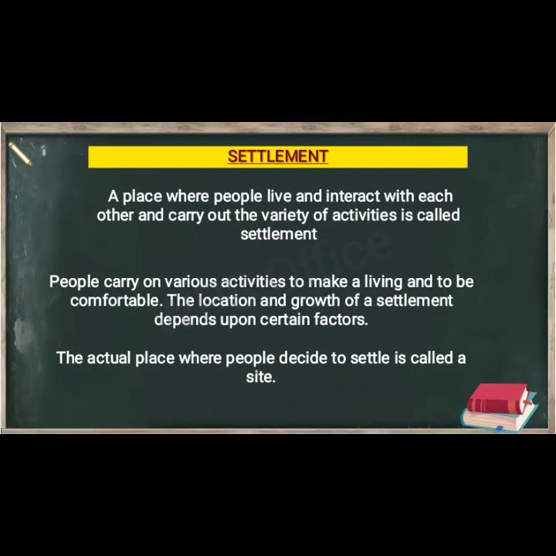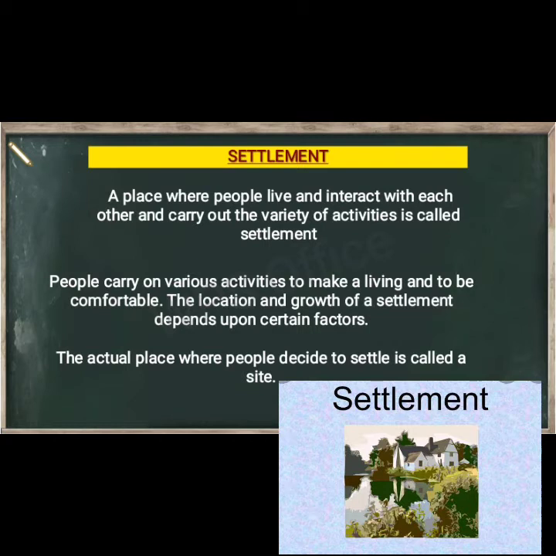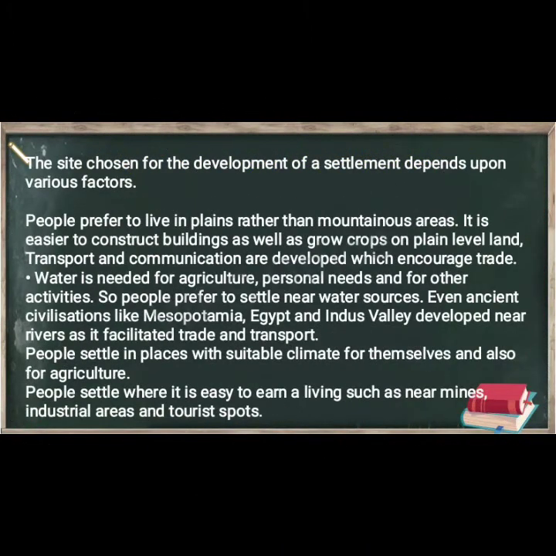What is a settlement? A place where people live and interact with each other and carry out various activities is called a settlement. People carry on various activities to make a living and to be comfortable. The location and the growth of a settlement depend on certain factors. The actual place where people decide to settle is called a site. The site chosen for the development of a settlement depends on various factors.